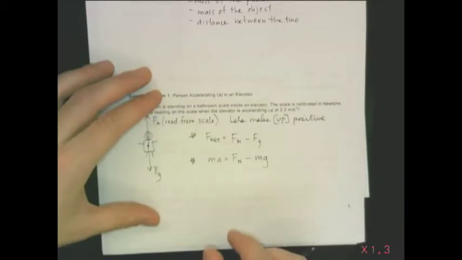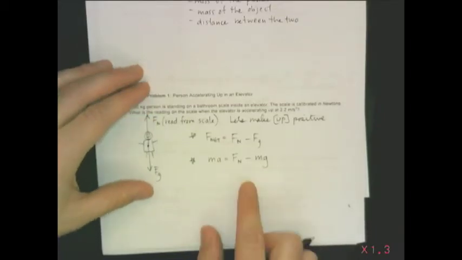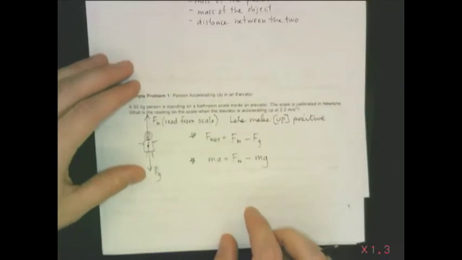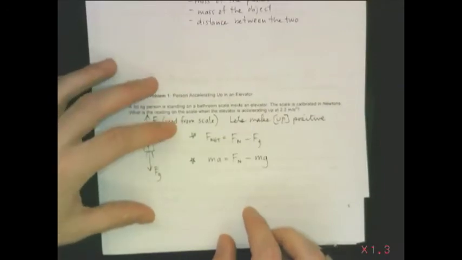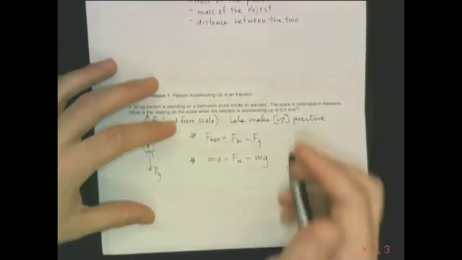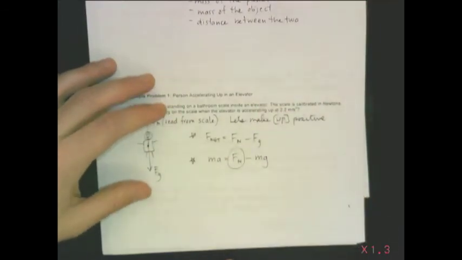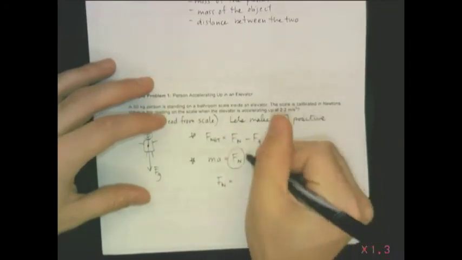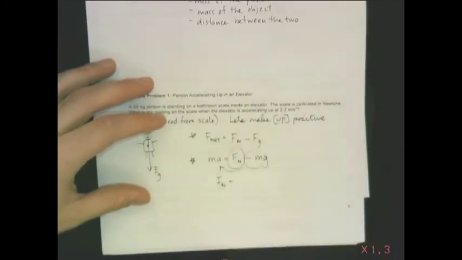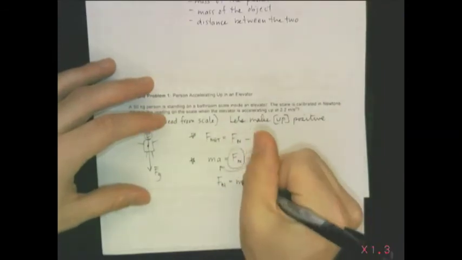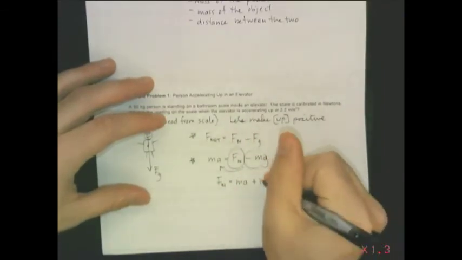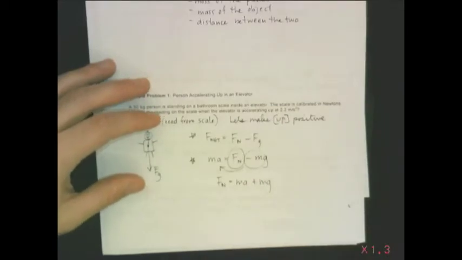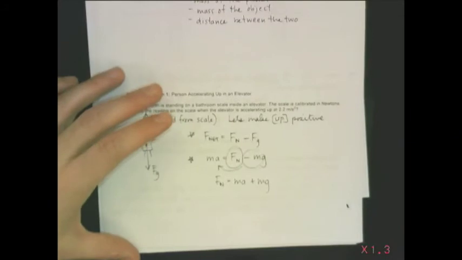Perfect. In this question, they want us to find the reading on the scale while this object is accelerating. So the reading on the scale is going to be equal to the normal force. So solve this for the normal force. That means we're bringing negative mg over the equal sign. When we do, we have ma plus mg.